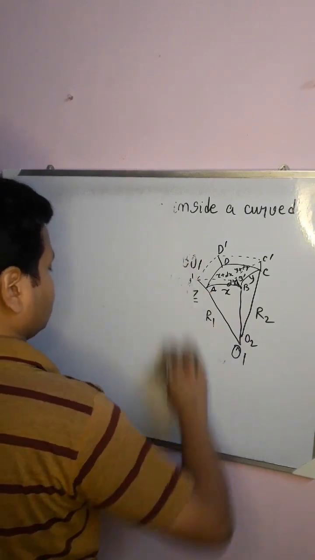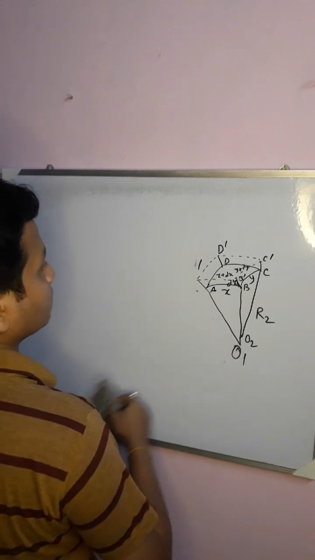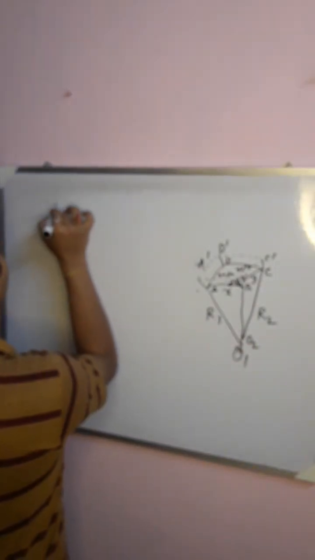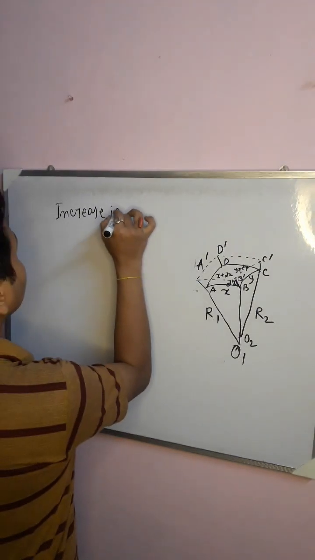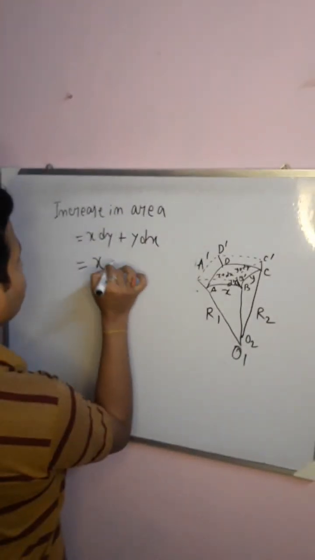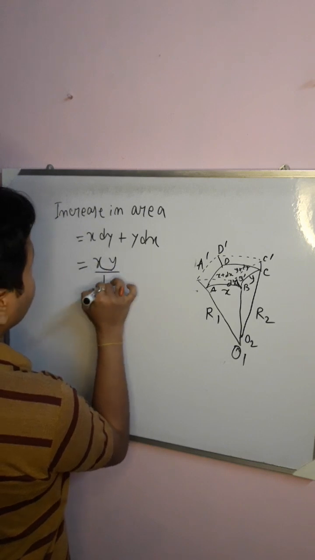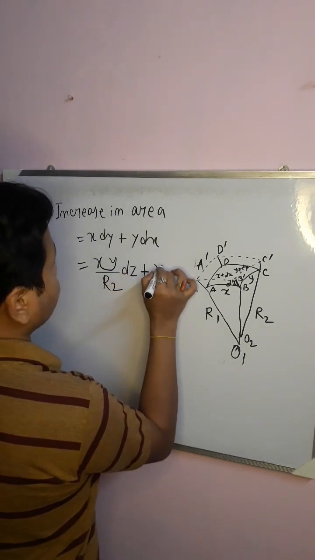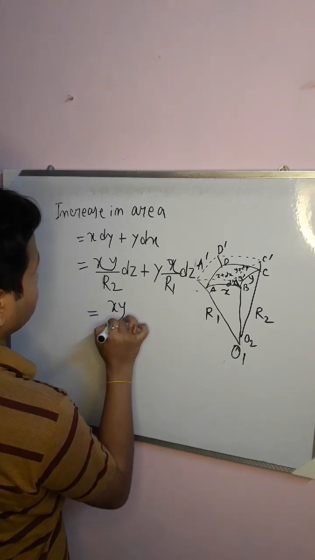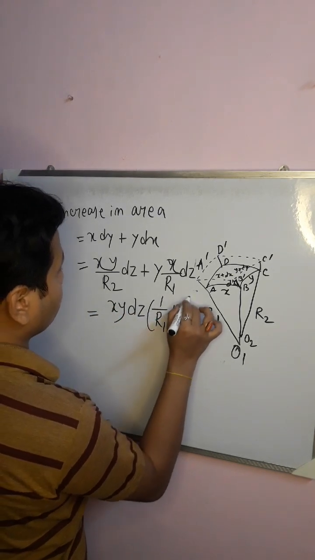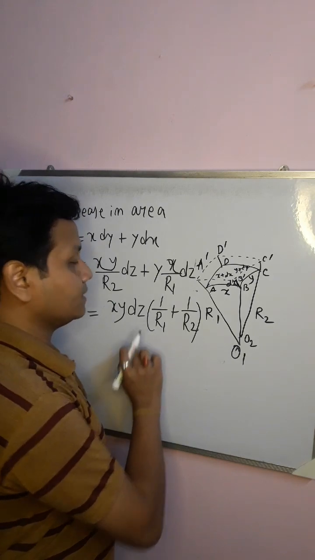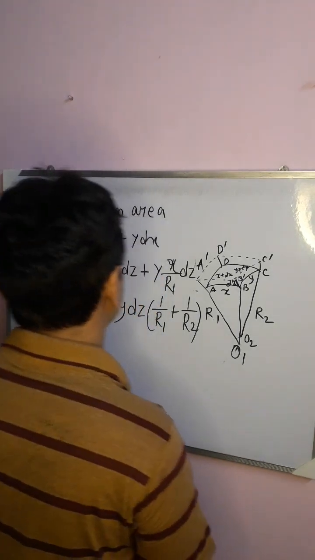So what would be the increase in surface area? The increase in area that we found is x dy plus y dx. So dy is y by R2 into dz, and dx is x by R1 into dz. If we take x, y, dz common, it will be 1 by R1 plus 1 by R2. So what will be my increase in surface energy? If we multiply this with surface tension, we will get the increase in surface energy.